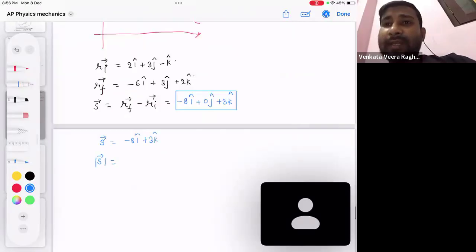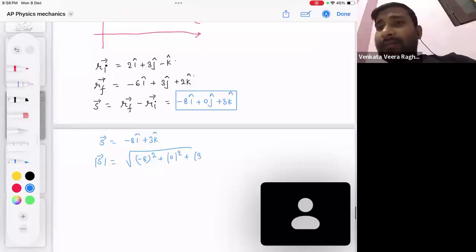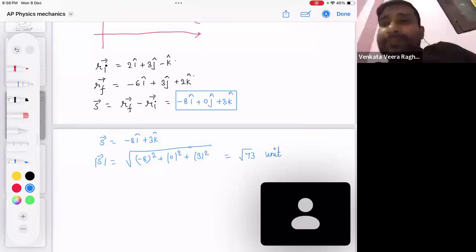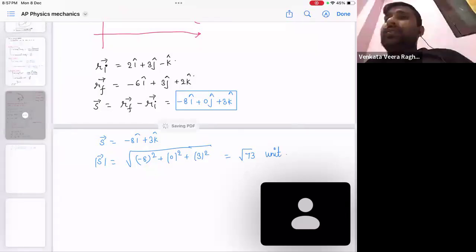If someone asks you what is the magnitude, can I write it as under root of the i cap component 64 plus j cap 0 plus k cap 9? Understood? So 64 plus 9, root 73 will be there. Whatever unit is given in the question, that unit we will use. So please tell me, understood what we discussed today? Yes, sir.